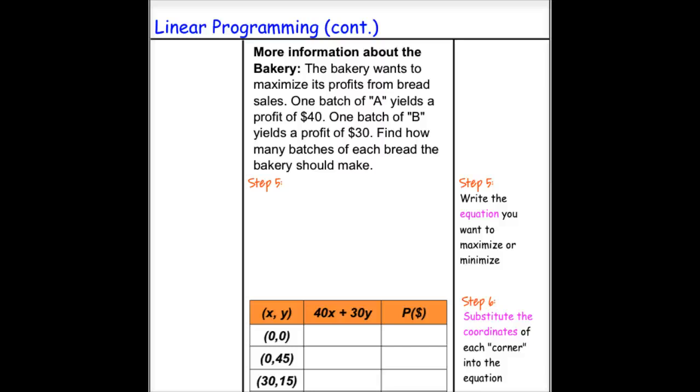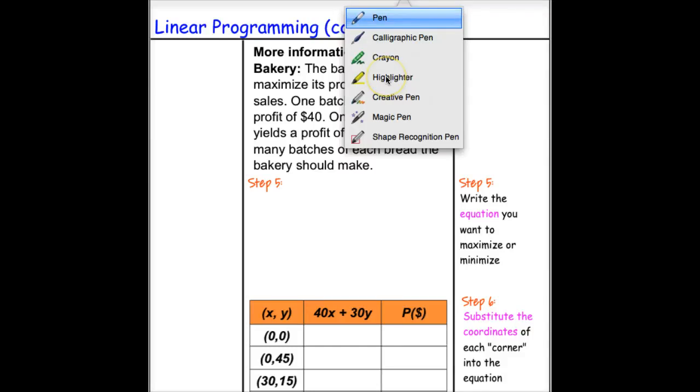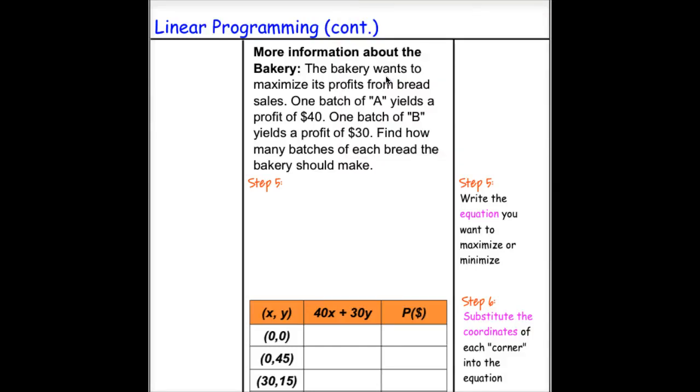So some more information about the bakery. We want to maximize profits. So I'm going to highlight some key stuff here. We're going to maximize profits from bread sales. One batch of A yields a profit of 40. One batch of B yields a profit of 30. We want to find how many batches of each bread the bakery should make.